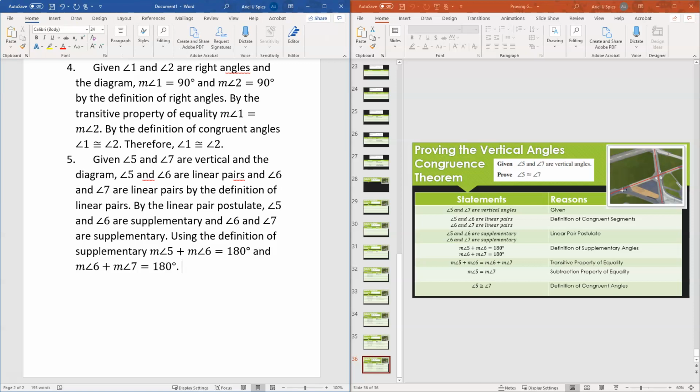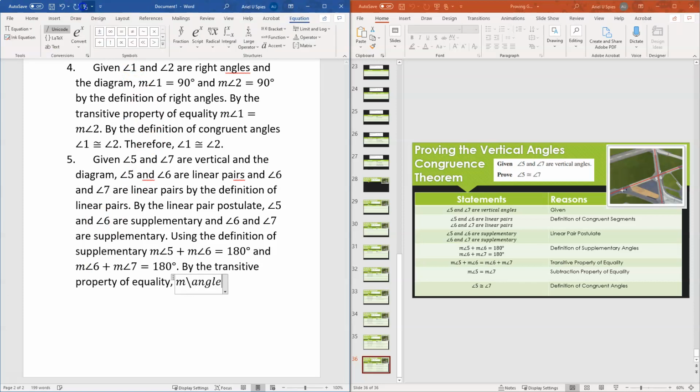Okay, then I have my next line that uses the transitive property. So by the transitive property of equality, I have the measure of angle 5 plus the measure of angle 6 equals the measure of angle 6 plus the measure of angle 7.